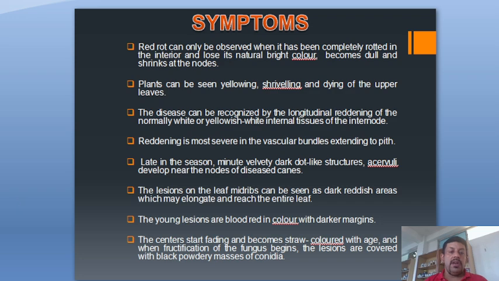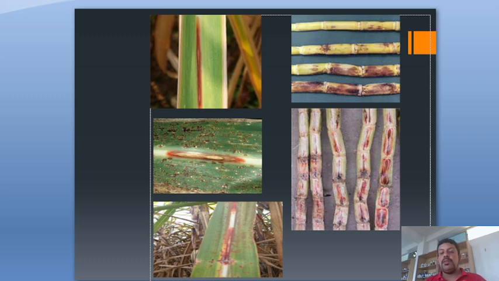Okay, in the internode area we can see normal reddening of the tissue. Late in the season, minute velvety dark dot-like structures called acervuli develop near the node. Acervuli is nothing but the fungus reproductive stage. You see, in the beginning, these symptoms appear on the leaves. So in the mature stage, all the internode area gets affected.